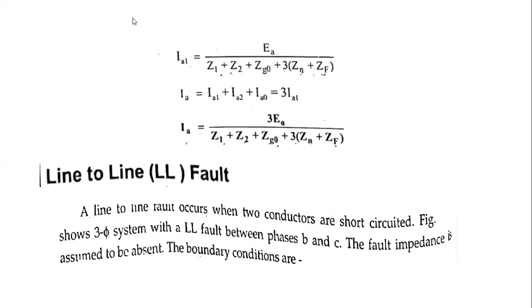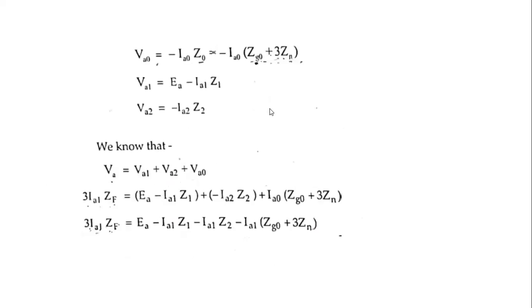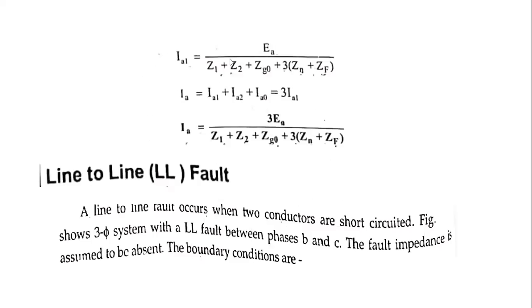Then simplify this equation and we obtain IA is equal to IA1 plus IA2 plus IA0, which is equal to 3IA1. Therefore IA is equal to 3 into IA1. What is the formula for IA1? That will be obtained from this equation. We take IA1 as common and then write down the formula for IA1.